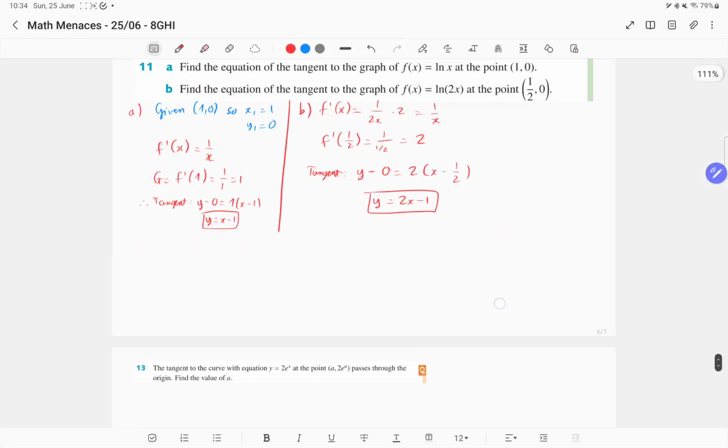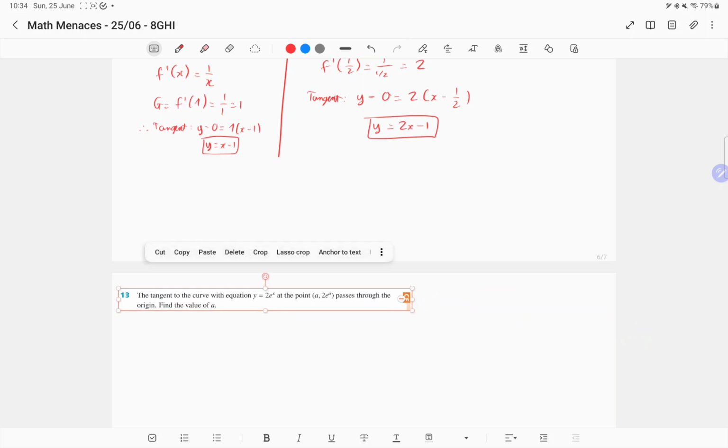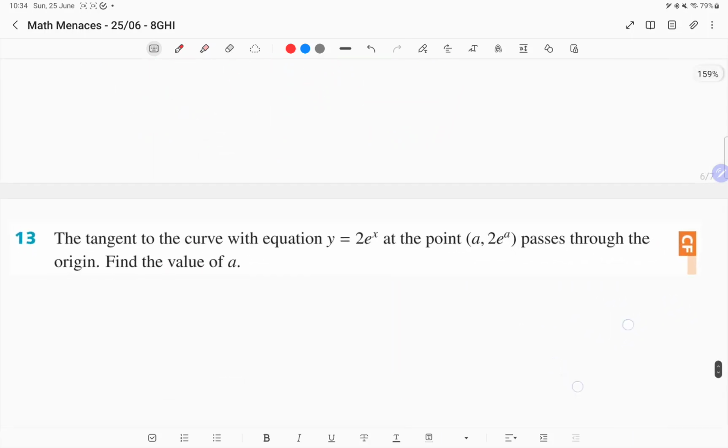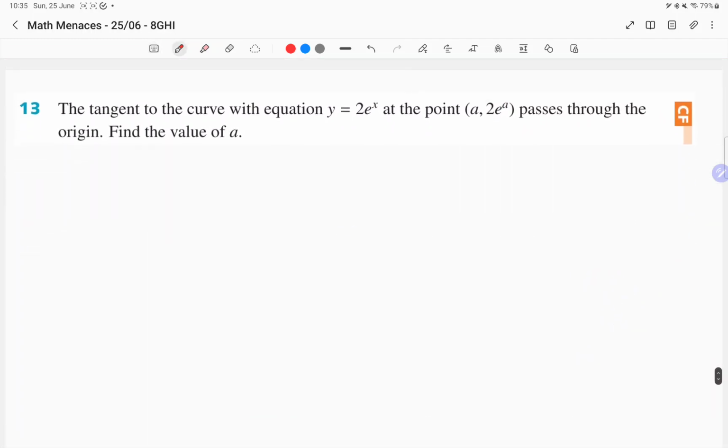Okay. So question number 13 is about, they give us the equation and then they tell us that the tangent passes through the origin. Okay. This is one of the harder ones. This is one of those kind of backward ones where they don't ask you to find the tangent. They tell you something about the tangent and then they ask you to find something else. So in this case, you're actually finding the x-coordinate of the point that has that tangent.